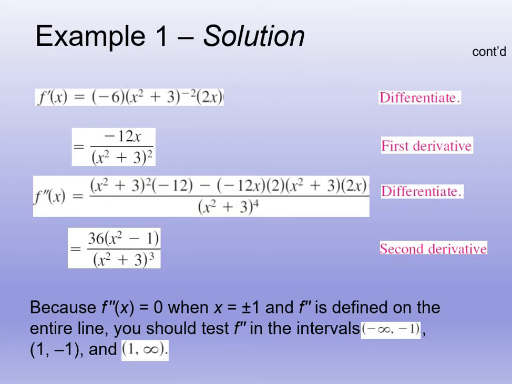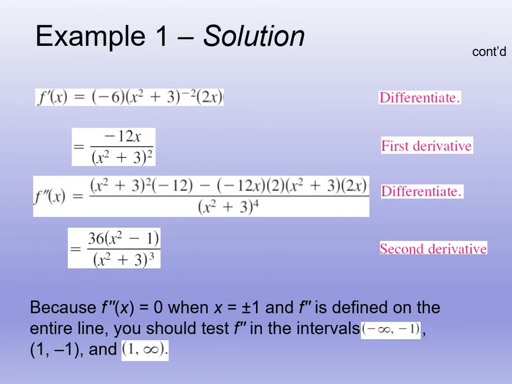So then we divide both sides by 36. We still get 0 equals x squared minus 1. That's what we're solving for, so that's when the second derivative is equal to 0. So when we have 0 equals x squared minus 1, that tells me x squared equals 1. And then I square root both sides, and I get x is plus or minus 1.